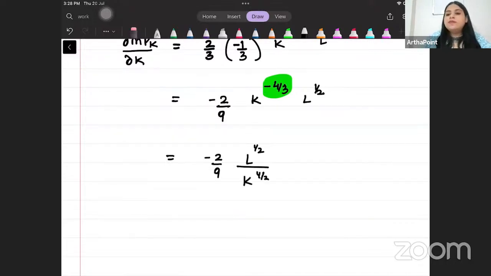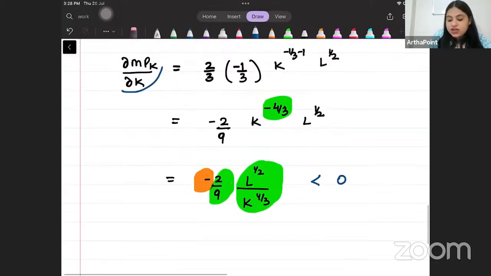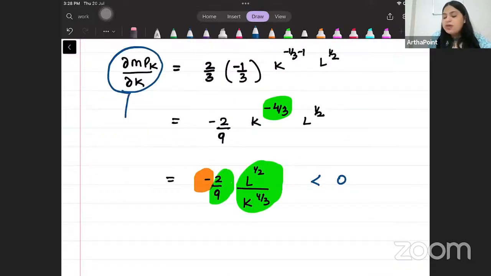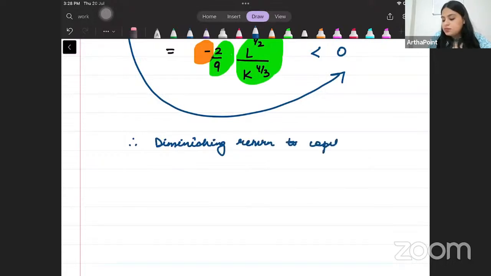So note that ये पूरा तो positive हो गया क्योंकि L और K की values would be positive. So this is positive. 2 by 9 is positive. And you just have a negative sign outside. So negative sign means that this is less than 0. So because when I differentiated this with respect to K, I am getting less than 0. Therefore, diminishing return to capital. So F satisfies diminishing returns to capital.